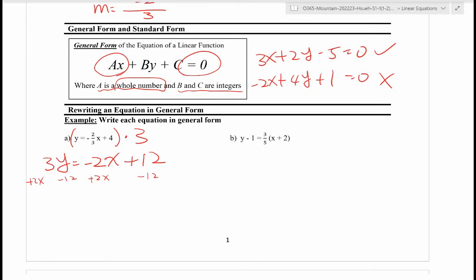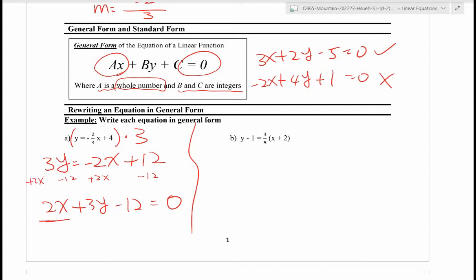So everything combined together on the left, you'll get 2x plus 3y minus 12. And once you move those two terms to the left, then you have nothing left on the right, and therefore equals 0. And that is the general form. Okay, notice how it's positive a, right? Okay, now that's how you do it for slope-intercept form.